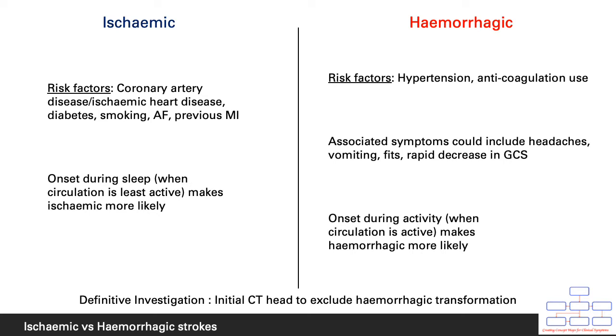Speaking about onset, during sleep when your circulation is least active would make ischemic strokes more likely, and conversely an onset during activity or exertion when your circulation is more active would make hemorrhagic strokes more likely. However, this is not a clear cardinal rule, and you can certainly see both types of strokes in both types of onset. So it's basically just which one is more likely than the other.